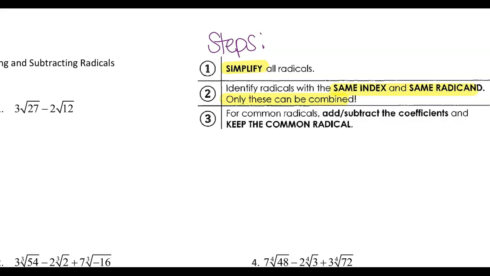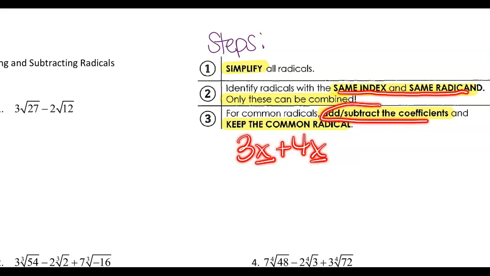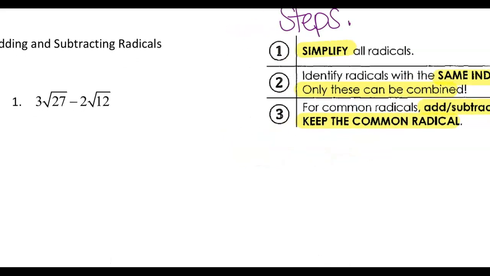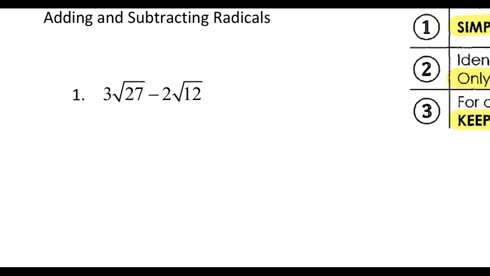The common radicals, for whatever those are, you're going to be able to add and subtract the coefficients, which are the numbers in front, and you're going to keep the common radical the same. So this is very similar to if I had 3x plus 4x. With problems like this, yeah, you can combine them, because the x's are the same. It's similar to the same index and the same radicand. All you would do is add or subtract your coefficients, so you would get 7x. That's all you would have to do. We're doing the same process here, but we're just doing this in radicals. So let's start with the first one.